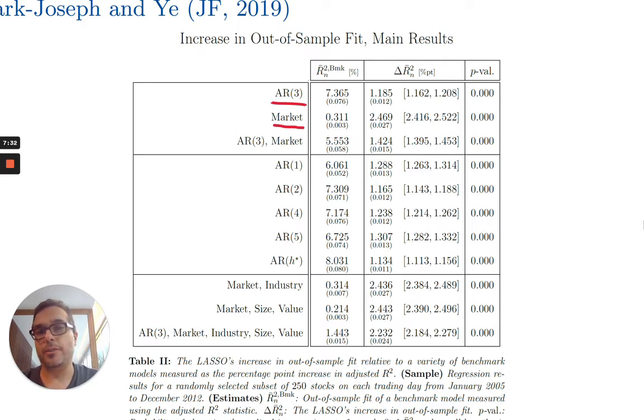If you include just a market, so if you are regressing your returns on the high frequency market return, like the S&P 500 returns, you can increase your R squares by 2.5 percentage points. If we include AR3 and the market, you increase by 1.4. Okay? And if you try AR1, AR2, AR4, AR5, or an AR selected by BIC, all positive.